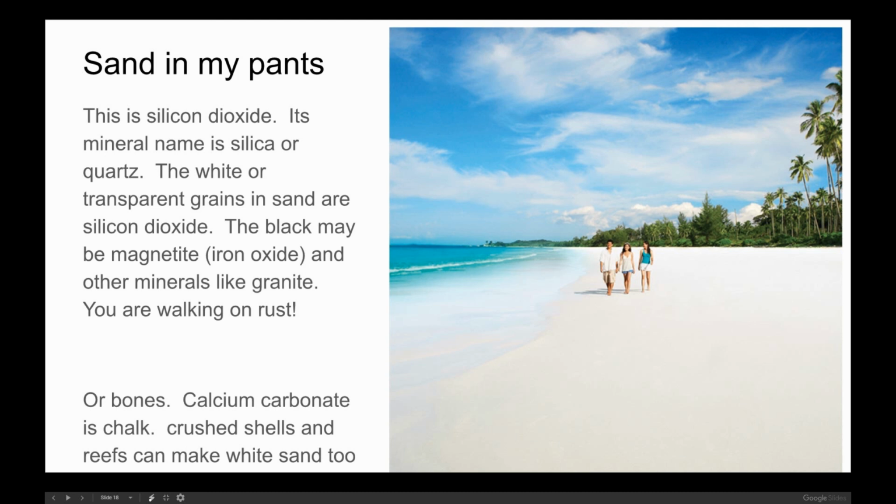The only other possibility for the sand to be white is it's chalk, calcium carbonate, which means it's made up of bones. Not people bones, but bones like from sea creatures and shells and stuff. But you pretty much pick up sand and you can tell. If it feels chalky, it's a chalk beach and it's going to be all mucky and gross and slippery. And if it's a quartz beach, it's going to be all gritty and you won't like it in your pants. Okay? So a beach is silicon dioxide.